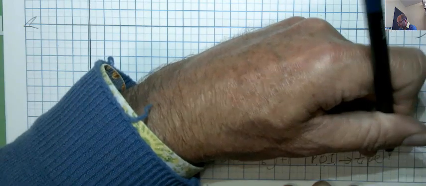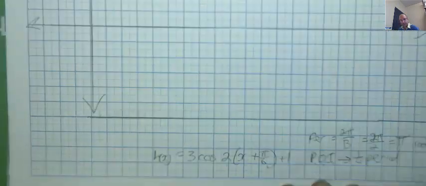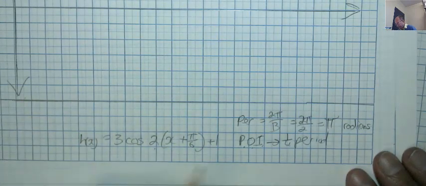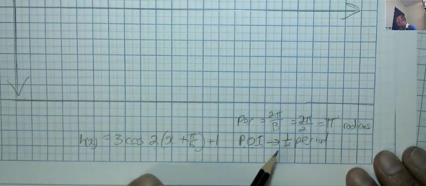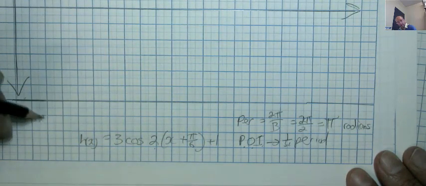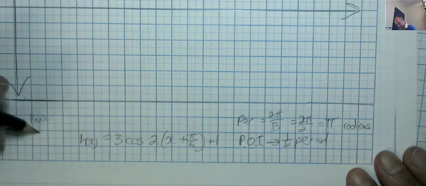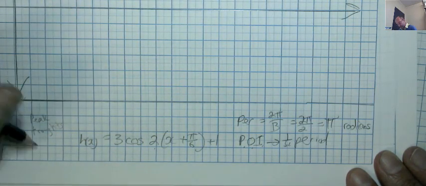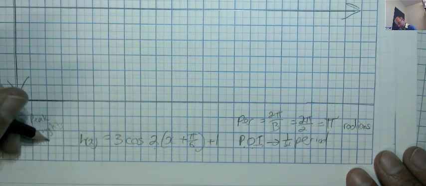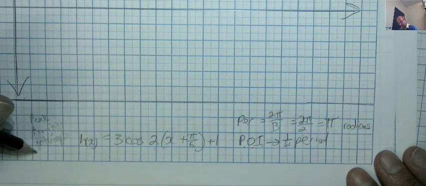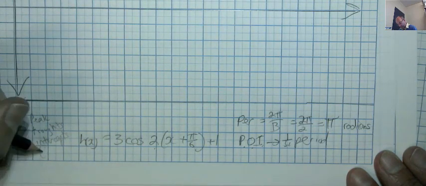Can you see what I'm writing? Because I'm left-handed, I'm writing over the top of some of this. So every quarter of a period, we have a point of interest. So what are the points of interest? Your peaks, troughs, and the zeros, the intercepts. Or, when it's not translated, the midpoints.